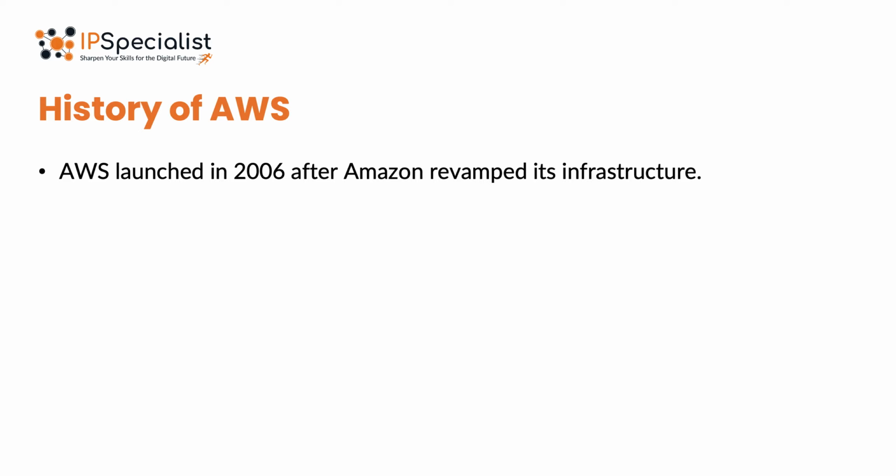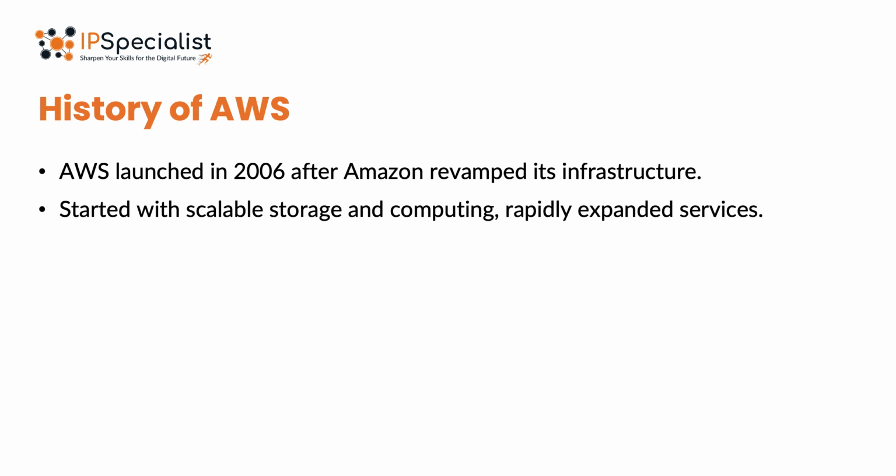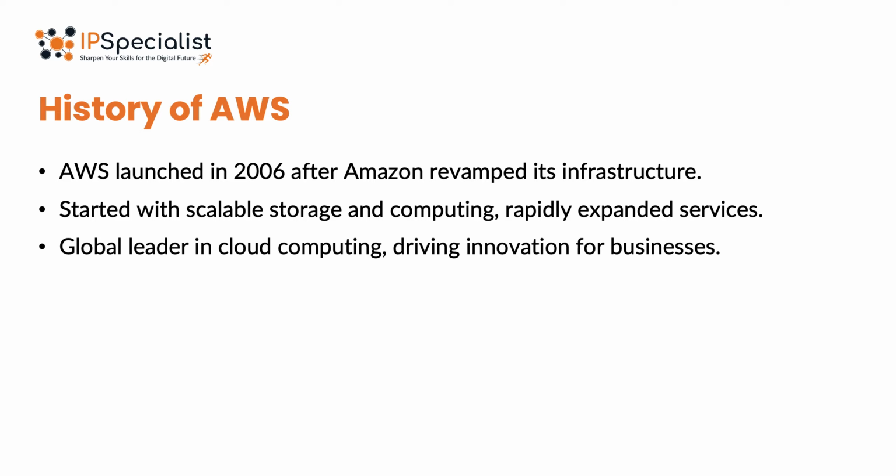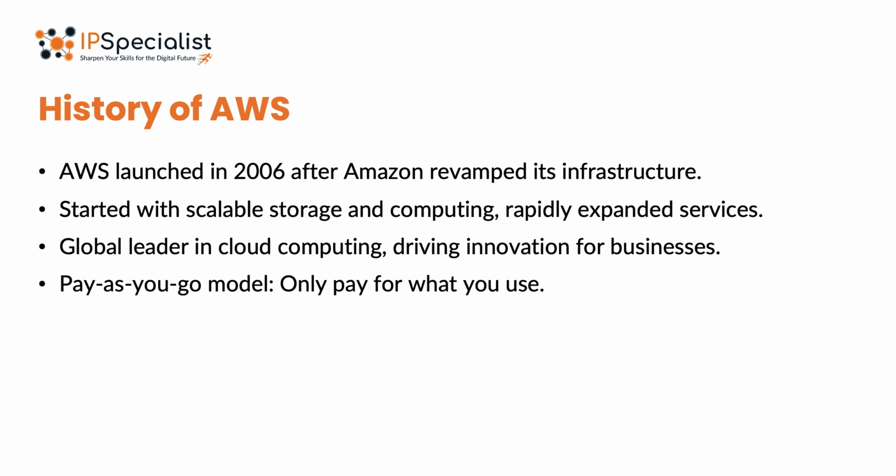AWS started in early 2000s when Amazon restructured its own infrastructure. Recognizing the potential of cloud services, Amazon officially launched AWS in 2006. Initially, it provided scalable storage and computing power. But AWS has rapidly expanded since then, offering a range of services from computing and storage to databases, machine learning, and beyond. Today, AWS is the global leader in cloud computing, empowering businesses of all sizes to grow faster. It operates on a pay as you go model with other pricing models also, similar to public transportation, where you only pay for the services that you utilize.